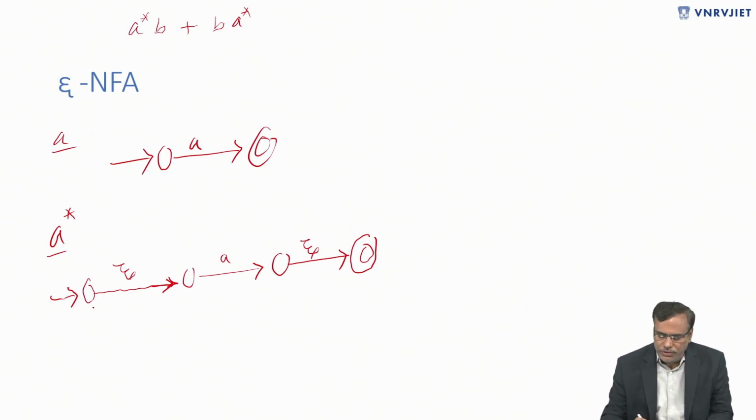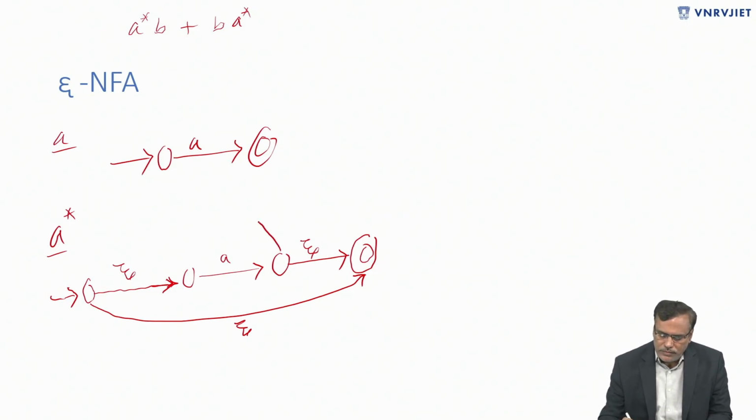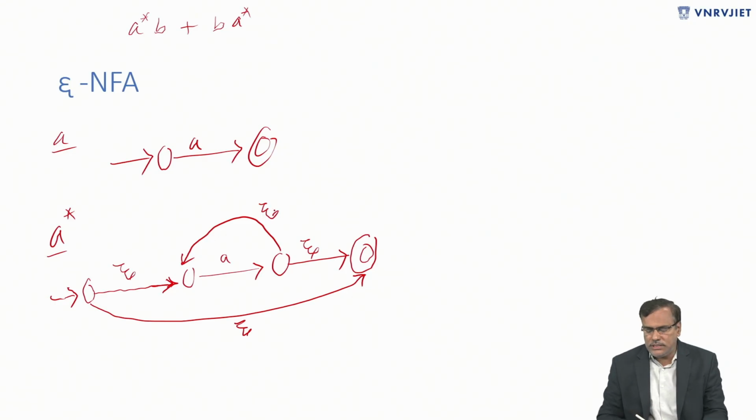Then you have to give a transition from the new start state to the new final state on epsilon. And also you have to give a transition on epsilon from the previous, or old, final state to the previous, or old, start state. So, this is A star. I think you have understood. This is how you are going to design an NFA for a regular expression.